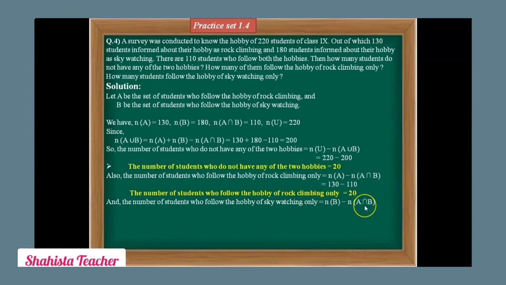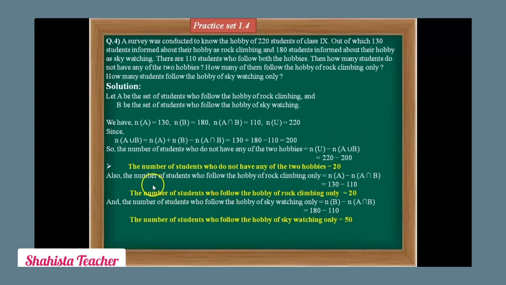Number of B minus number of A intersect B. So what is the value for number of B? Yes, here the given value is 180. And here number of A intersect B is 110. So after subtracting, 180 minus 110 gives the answer. Yes, you are right, 50. So there are 50 students. Number of students who follow the hobby of only sky watching is 50.